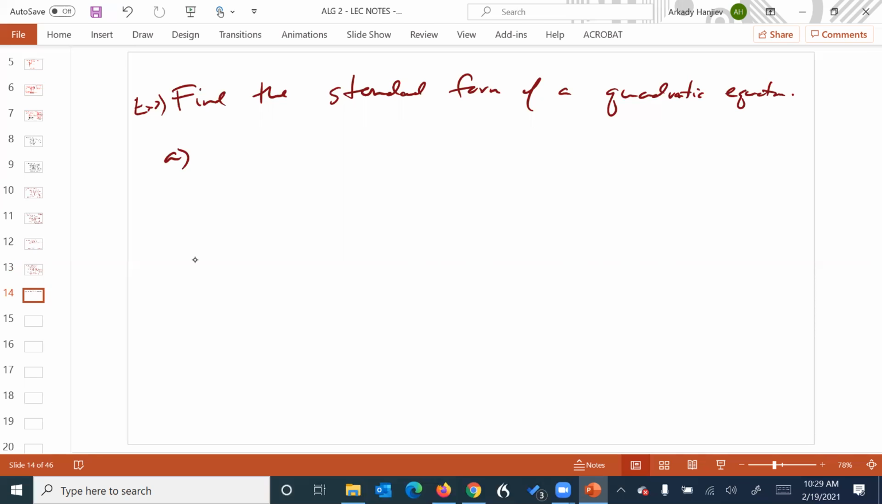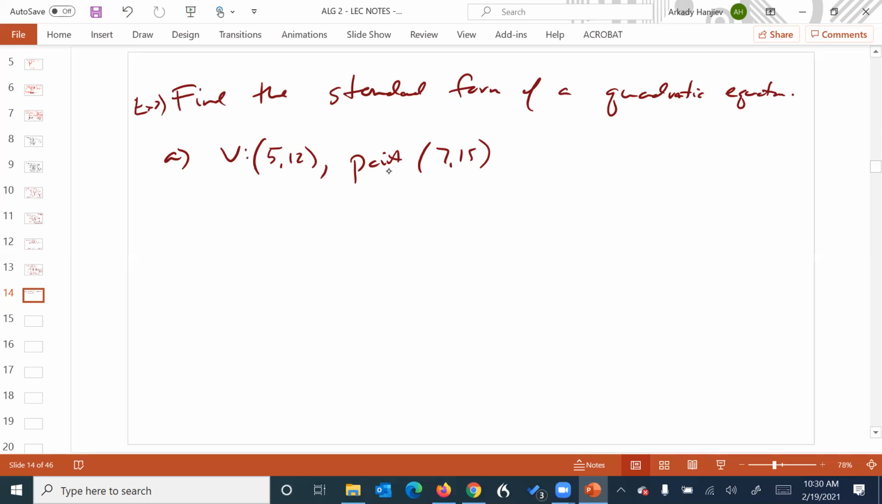You have yourself a vertex, I'll put V for vertex, of (5, 12), and a point that's somewhere on this parabola is (7, 15). What do we have to find? The standard form, so ax squared plus bx plus c? And the standard form, let's go back over here. Or is it the other one? No, it's the other one here.